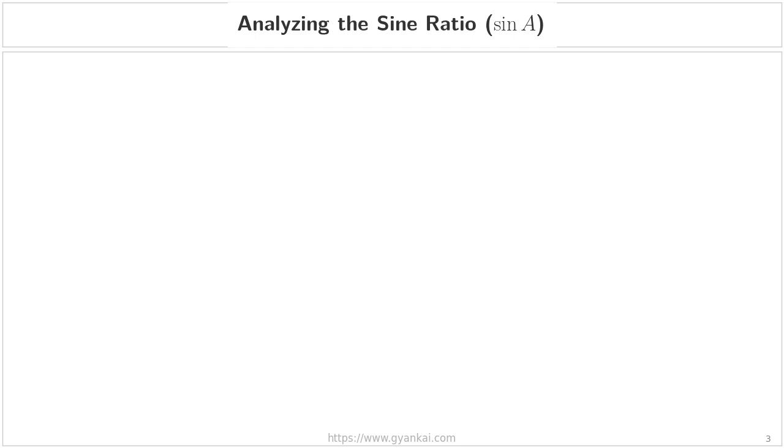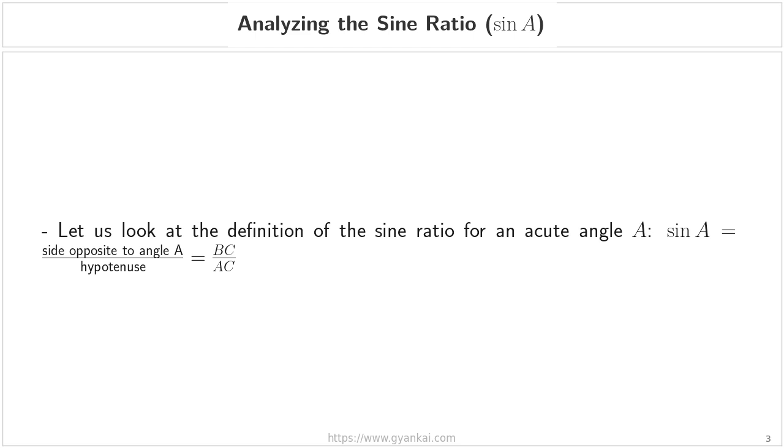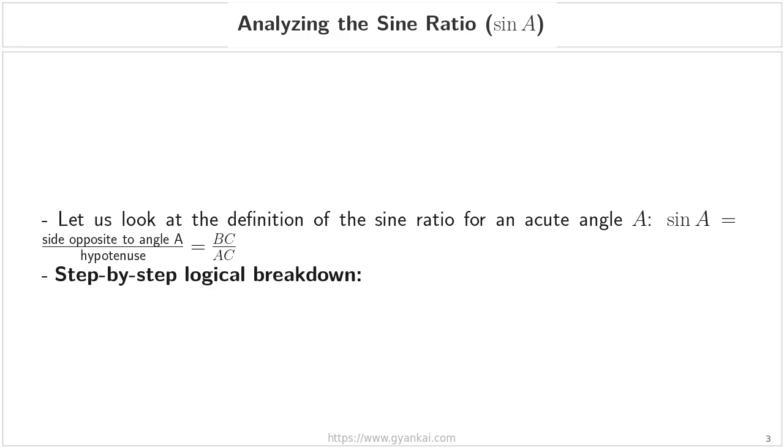Analyzing the sine ratio, sin A. First, let's look at the definition of the sine ratio for an acute angle, which we will call angle A. We define sine of angle A as the side opposite to angle A divided by the hypotenuse. Using the labels from our previous slide, we can write this as the length of side BC divided by the length of side AC. To make sure this concept is crystal clear, let's go through a step-by-step logical breakdown.